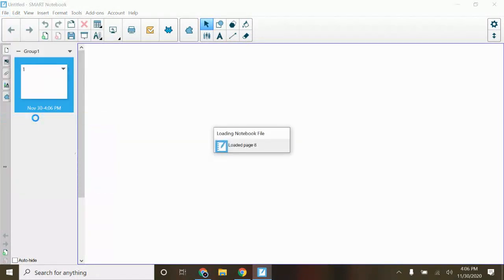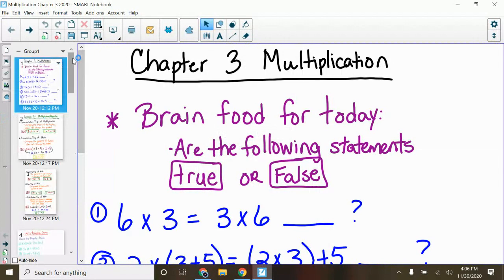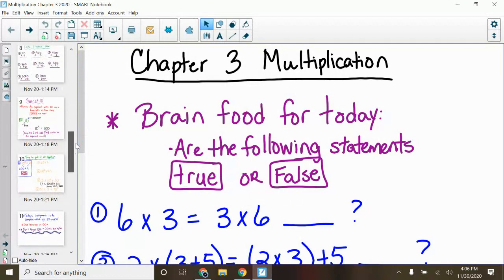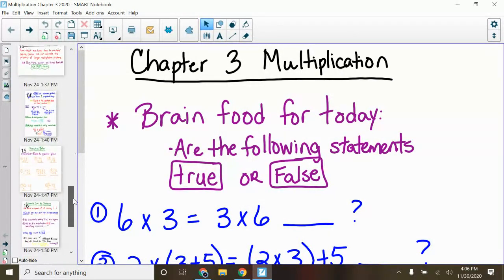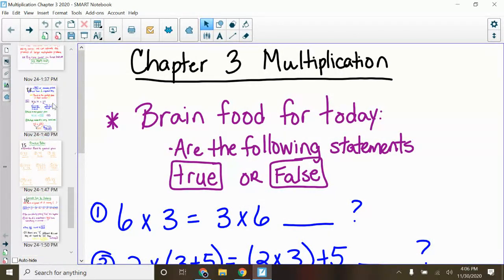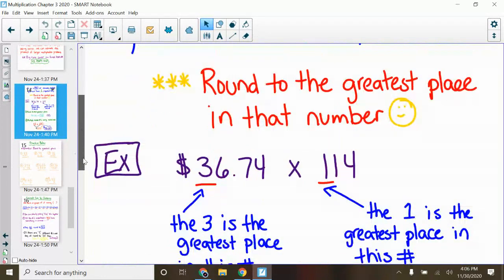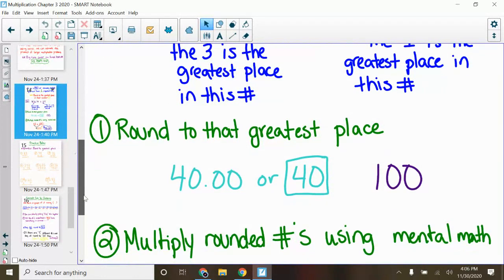Okay, so I think we might be back and ready to roll. As we move back to where we were, learning how to do some of this mental math, we were taking $36.74 and we rounded it to $40. And then we took that 114 and we rounded it to 100. So now what we're going to do is take those two numbers and simply multiply them together. And we learned how to do this yesterday.